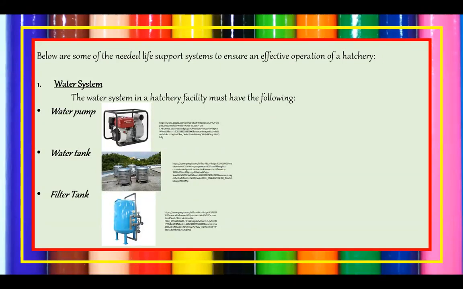The first one, it should have the water pump, which is used to absorb water from the source to the storage tank. It can be electric or diesel driven. And then the next one, it should have a water tank, which is used to store water. It may be made of concrete, stainless steel, or plastic. And lastly, a filter tank, which is a setup of different filter media, such as stone, gravel, and sand that filters water from the source to the water tank.